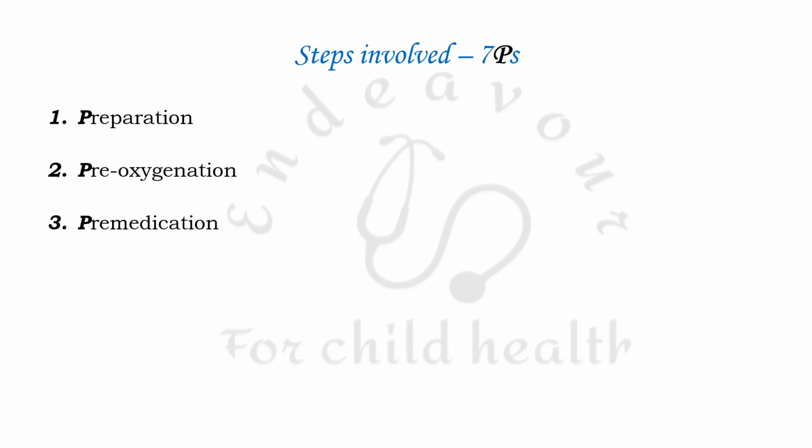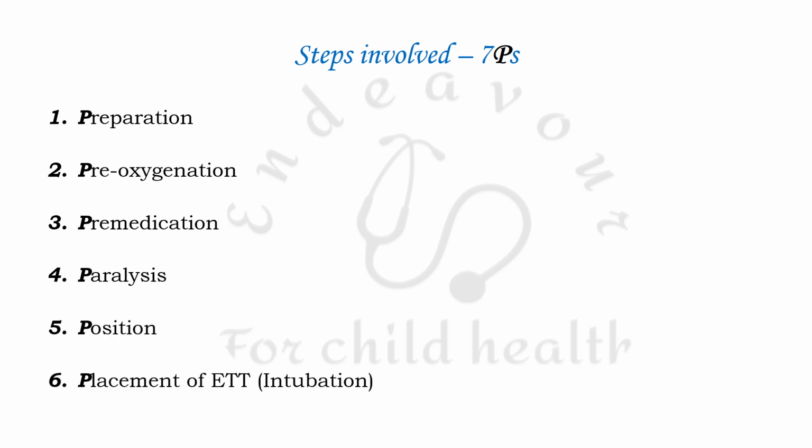The majority of the textbooks, including the IAP textbook on PICU protocols, describe 7 P's to easily memorize the steps of rapid sequence intubation, which we need to remember. These are preparation, pre-oxygenation, pre-medication, paralysis, positioning, placement of endotracheal tube, that is intubation, and post-intubation management. Paralysis is also referred to as induction.